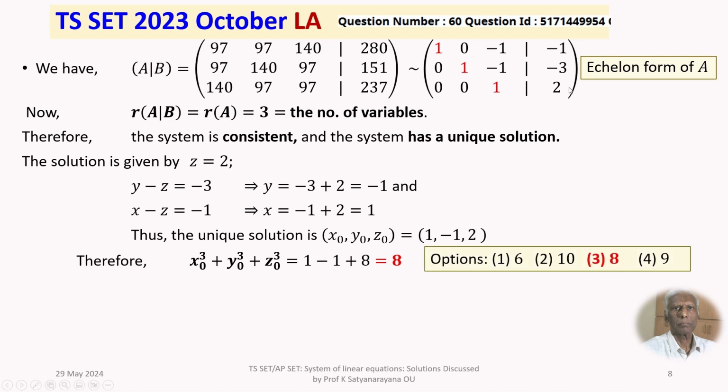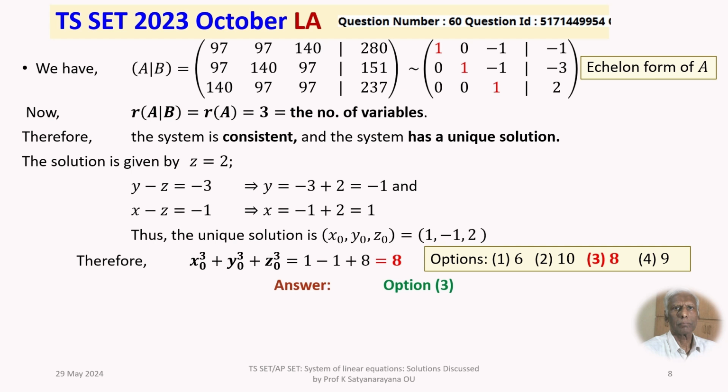So let's look at our options. Our answer 8 appears against option 3. Therefore, the answer to this question is option 3. That is the detailed discussion of the solution of the given problem in the examination.